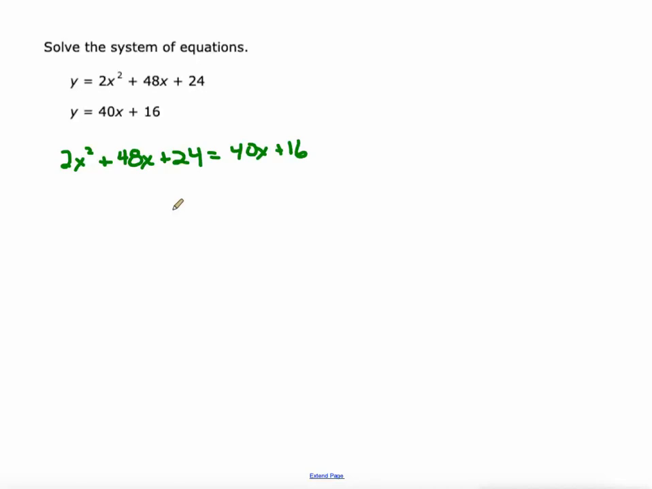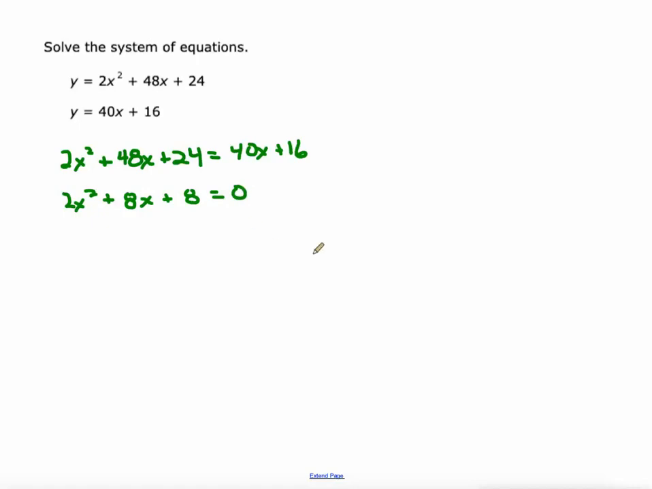All right, and then I'm going to get it into general form where all the terms are on the left. So to do that, I'm going to subtract 40x from both sides. That would leave me with an 8x. And I'm also going to subtract 16 from both sides, which would leave me 8.